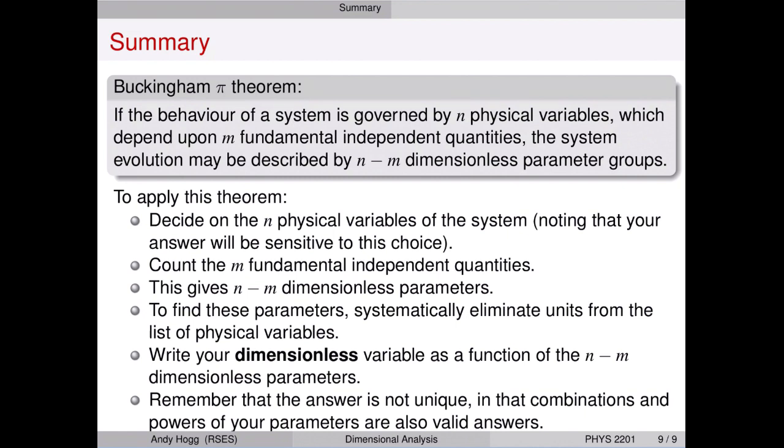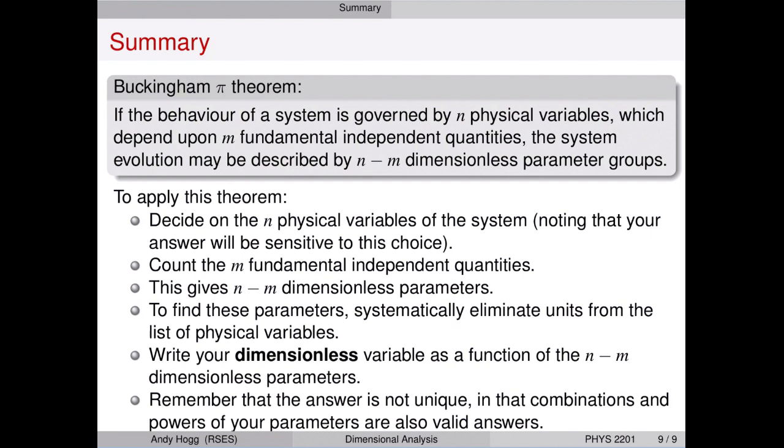To apply this theorem, what you need to do is decide on the n physical variables of the system, noting that your answer is actually sensitive to this choice. You need to count the m fundamental independent quantities, and this will tell you how many dimensionless parameters you need to describe the system by subtracting m from n.